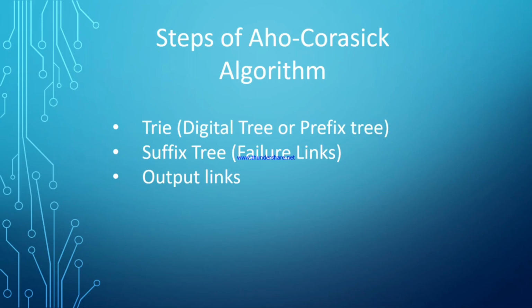First step is the tree. Basically, it is known as a digital tree or prefix tree. The second step is the suffix tree. It is also known as failure links. And the last and final step is output links.